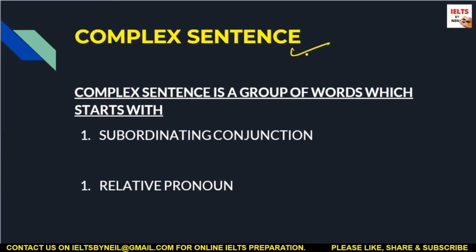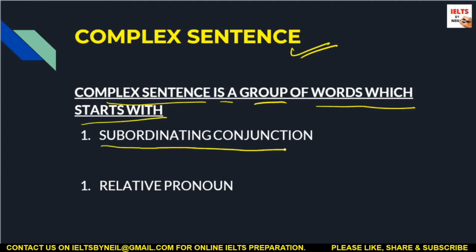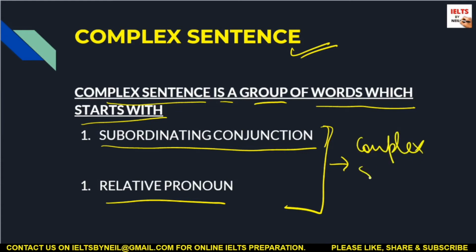Now let's move on to the slide on how to identify a complex sentence. When we're talking about a complex sentence, it is a group of words which starts with a subordinating conjunction or a relative pronoun. So any sentence that starts with these two will be a complex sentence. We will talk about this in detail and with examples in the coming slides, so do not worry about this.